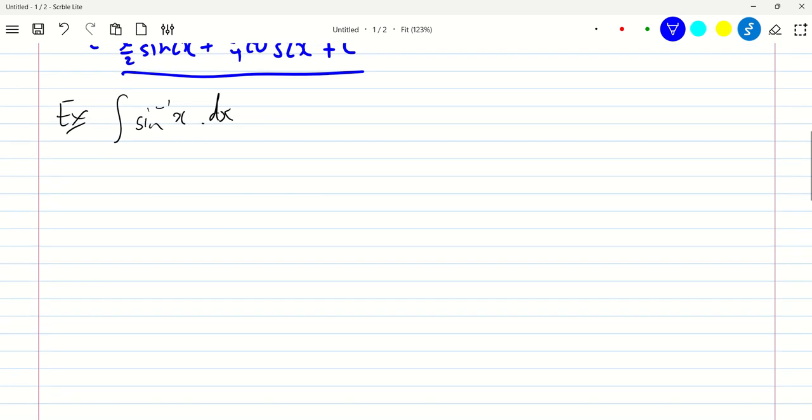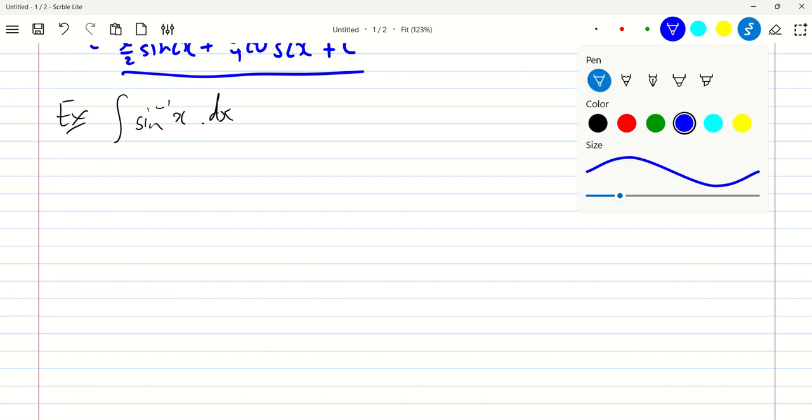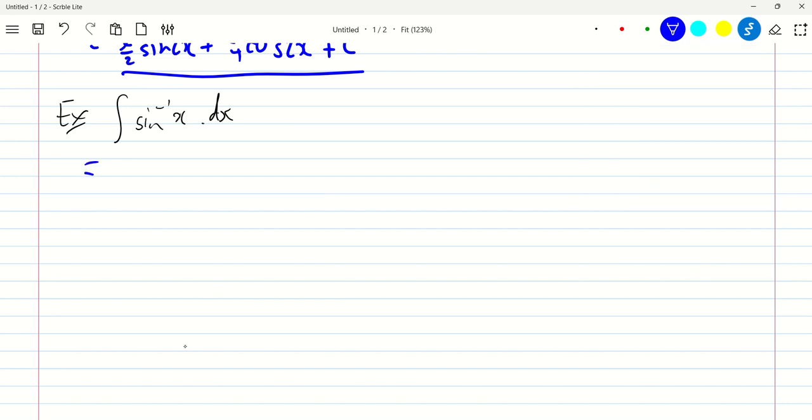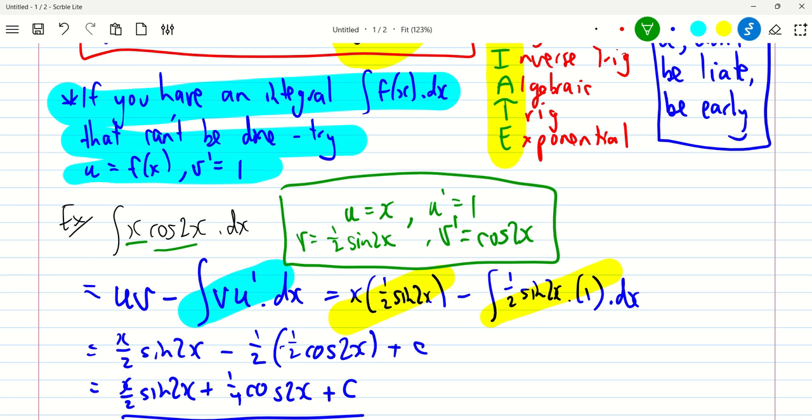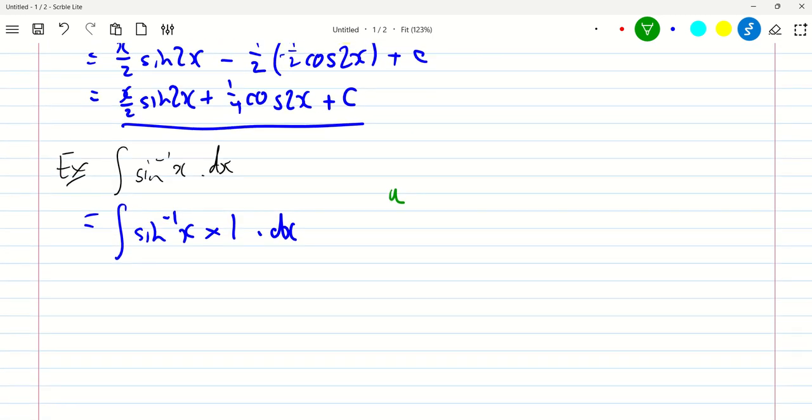If we've got arc sine x, what we can essentially say is that this is equal to the integral of arc sine x times 1 dx. So you can see why I might have done that. And so what I'm saying is that u, what did we say up here? We said u is f of x. And so let's say u is arc sine x, and we're saying here that v dash is equal to 1. Let's see if this works for integration by parts.